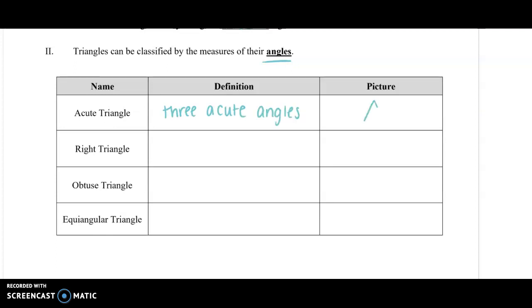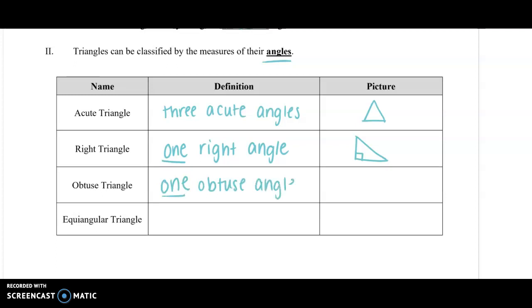So if I drew a picture of that, it can look a bunch of different ways, but that would be an acute triangle because all of the angles are acute angles. If you remember, acute angles means that they are less than 90 degrees. Then I have a right triangle. A right triangle means it has exactly one right angle and only one. Okay, and that would be denoted by the square in the corner somewhere. Then I have an obtuse triangle. An obtuse triangle has one obtuse angle. Okay, and that would be drawn something like that.